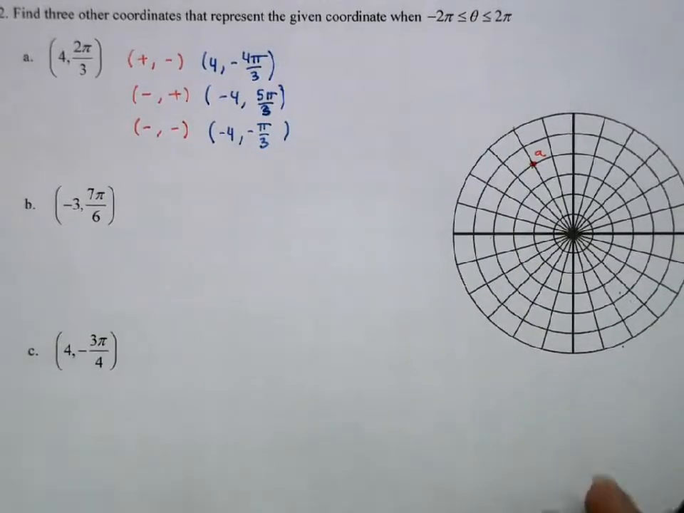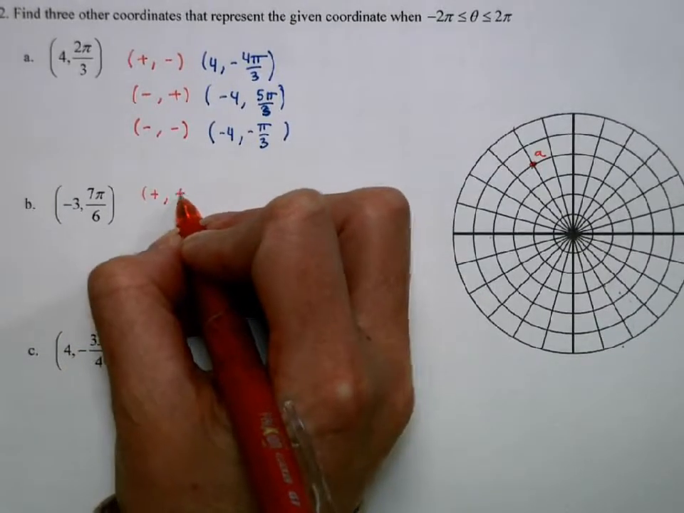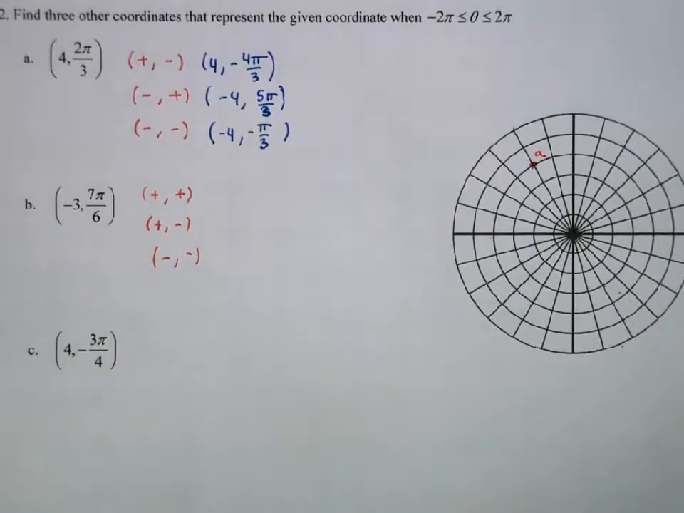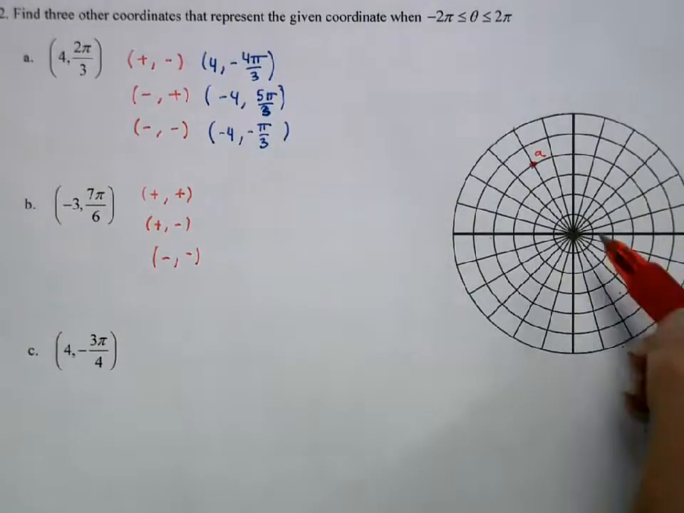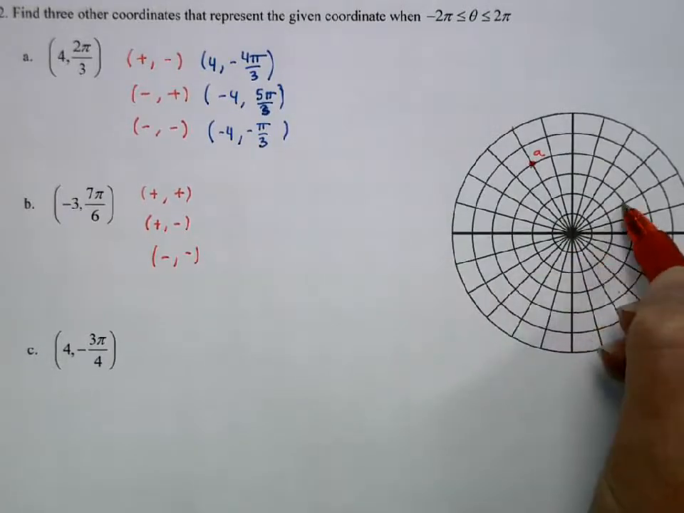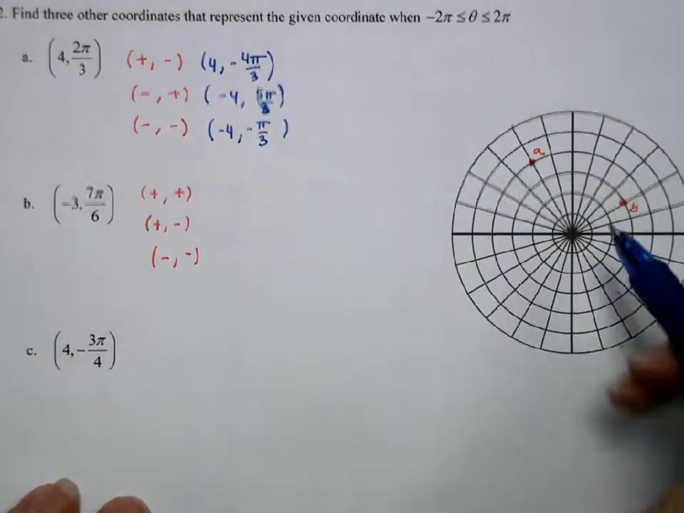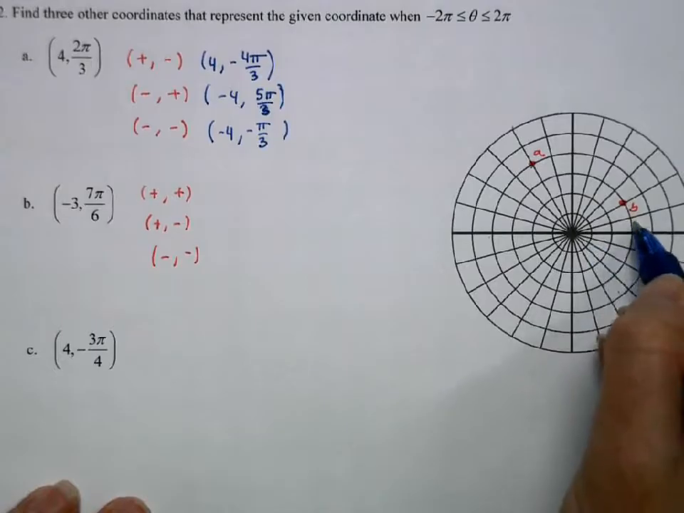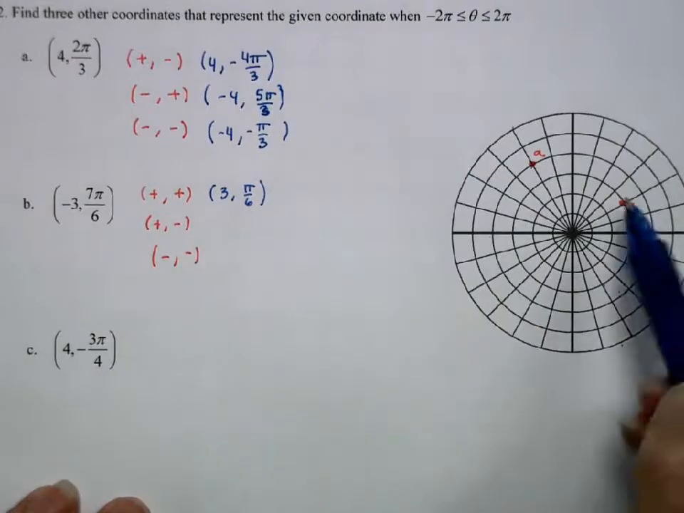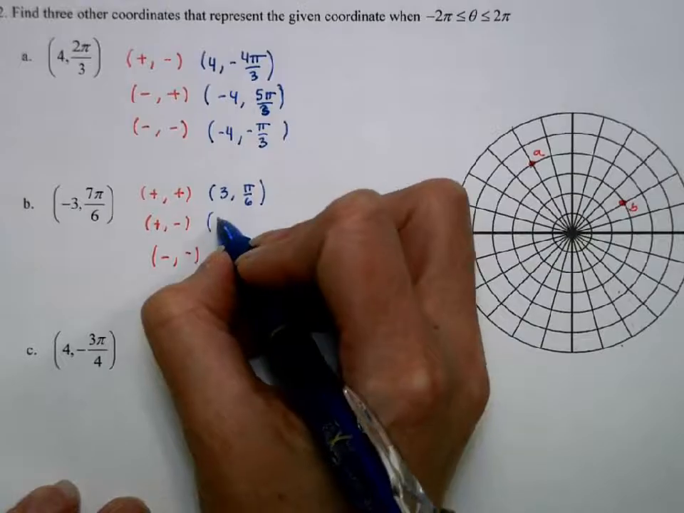Okay, next one, negative 3, 7 pi over 6. So here we're going to find the equivalent positive, positive; positive, negative; and negative, negative. Okay, and again, I will go ahead and graph that. So 7 pi over 6 is here, but we're doing a negative r value. Okay, so a positive, positive is going to be a positive 3, positive pi over 6. A positive, negative means we're going all the way around here, which is going to be 11 pi over 6.